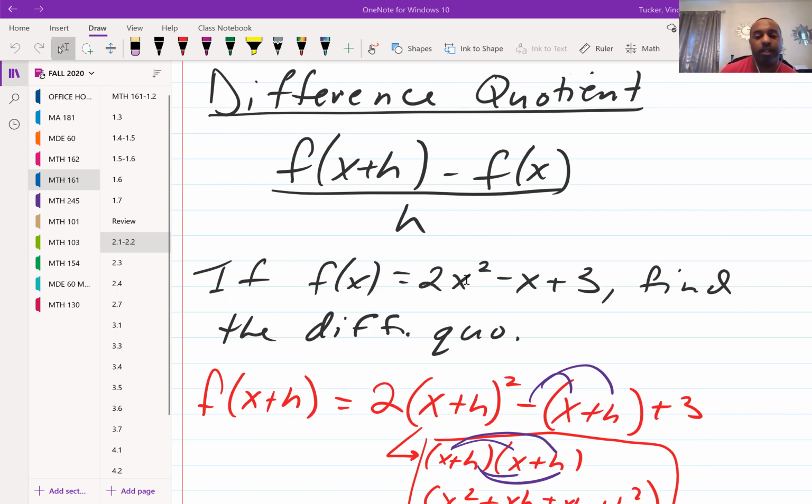Like I said, all of those details and how you would do that, we'll discuss in calculus. In this case, once again, we're just introducing the concept. So to find the difference quotient, you will take f of x plus h minus f of x and place that over h.